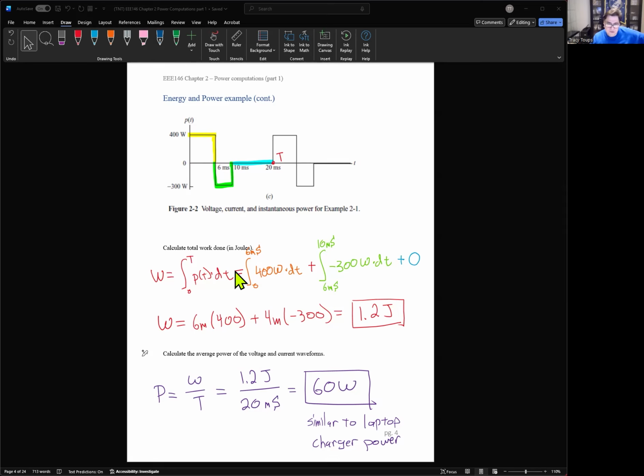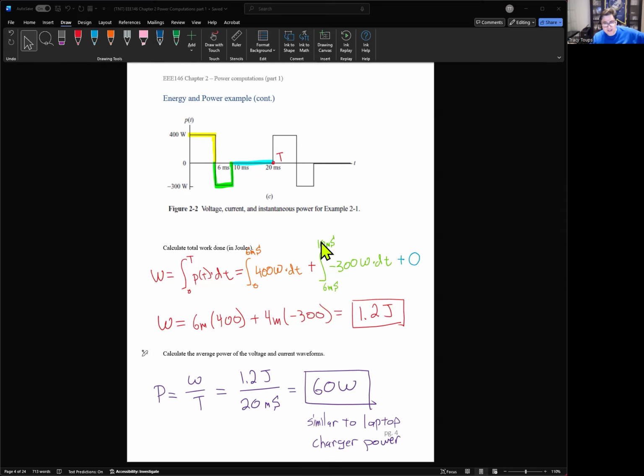So with this integral, remember, you always take the larger number of the top number, subtract by the bottom number to see the distance we integrate. So this is going to be 6 minus 0, so we integrate for 6 milliseconds. And then we multiply by the number inside, which is 400 watts. So it's going to be 6 milliseconds times 400 watts.